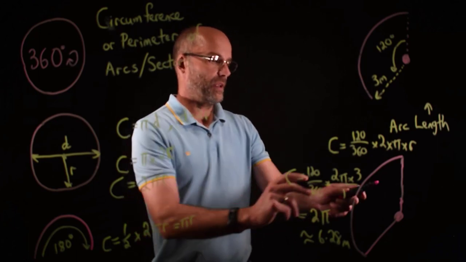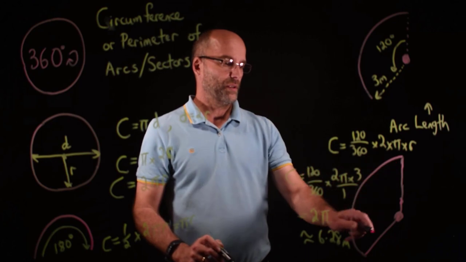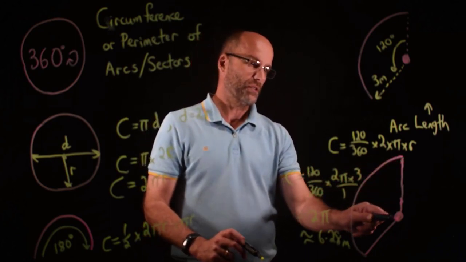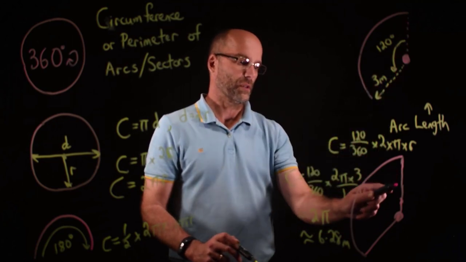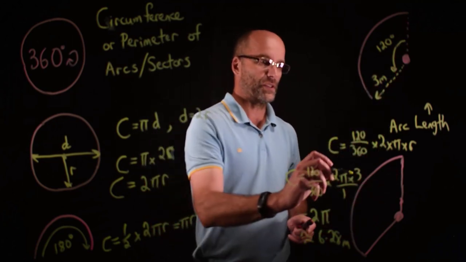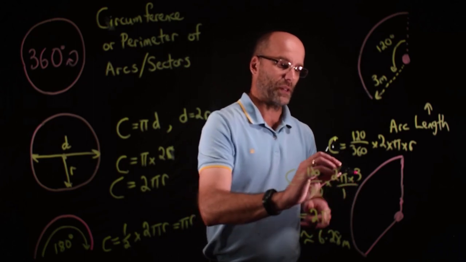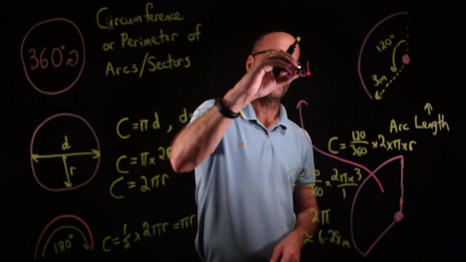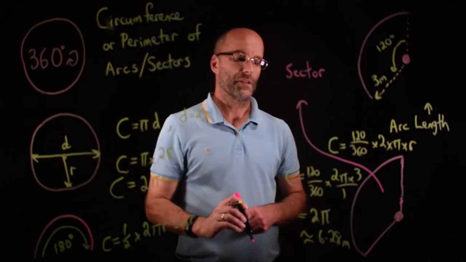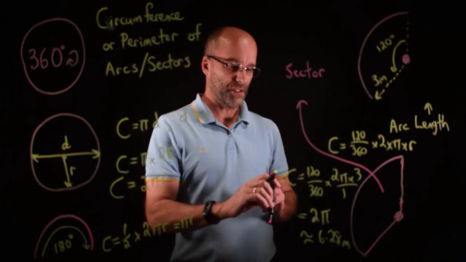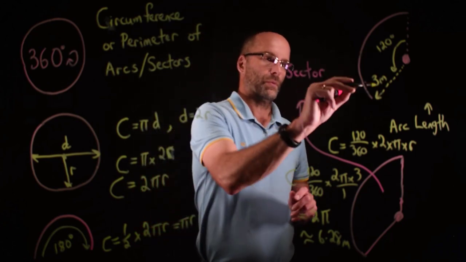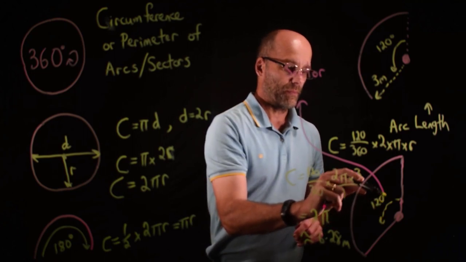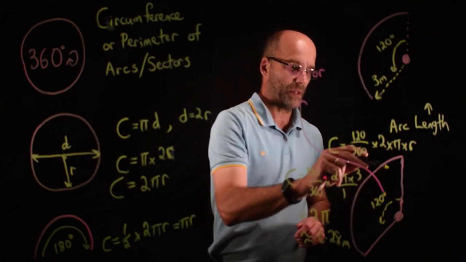Okay, let's say we've got this down here. Now, this one is actually not an arc length. It includes these sides as well, because we didn't include the sides there, but we're including these sides here, and that's called a sector. So this one here is called a sector, and it includes the radiuses. Let's stick to the same dimensions. We still have 120 degrees and we still have 3 meters for the radius.